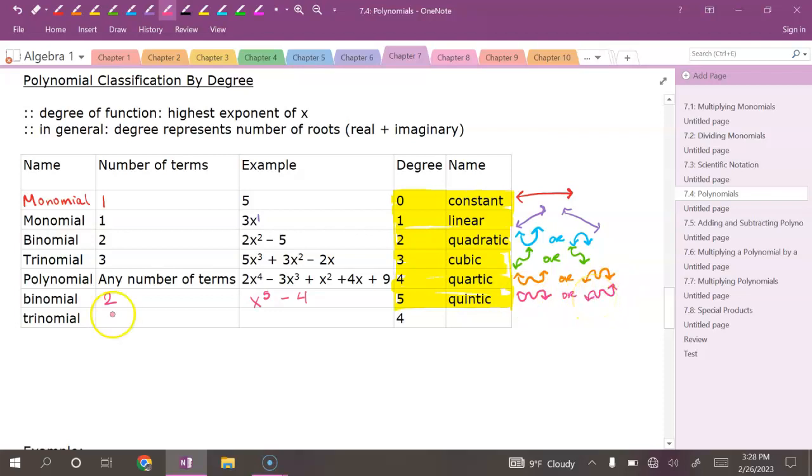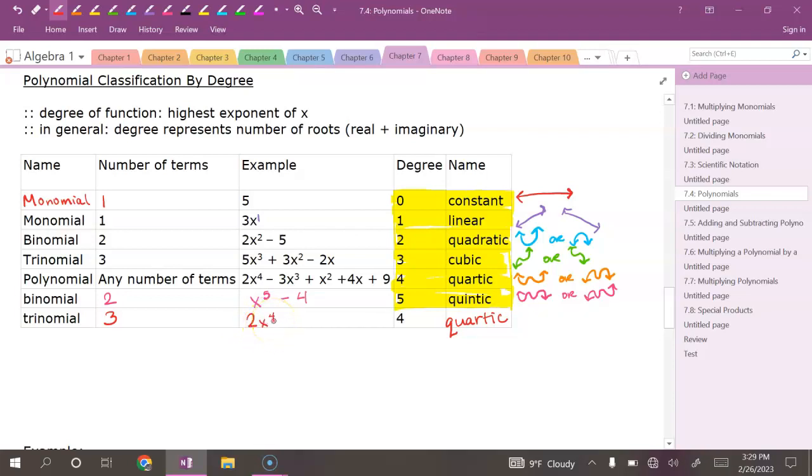For this last one here, we've got a trinomial, which means we need to have 3 terms. They're specifying that the degree needs to be 4, so the word for that would be quartic. And again, you need to start with an x to the 4th power. So let's just start with 2x to the 4th power.